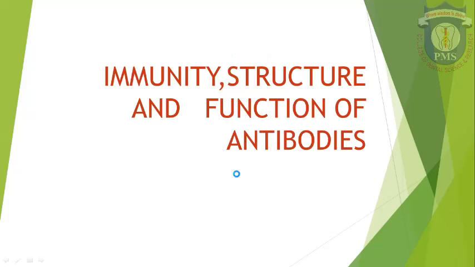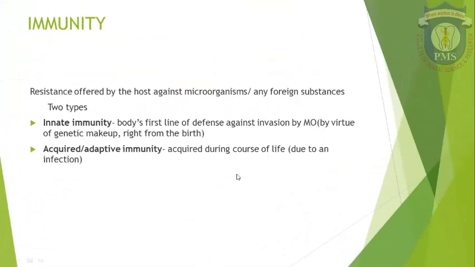There are two types of immunity. First one is innate immunity, that is the body's first line of defense against invasion of microorganisms. They may be either through virtue of genetic makeup or right from the birth. Second type of immunity is acquired or adaptive immunity. This is acquired during the course of life. It may be either due to an infection.